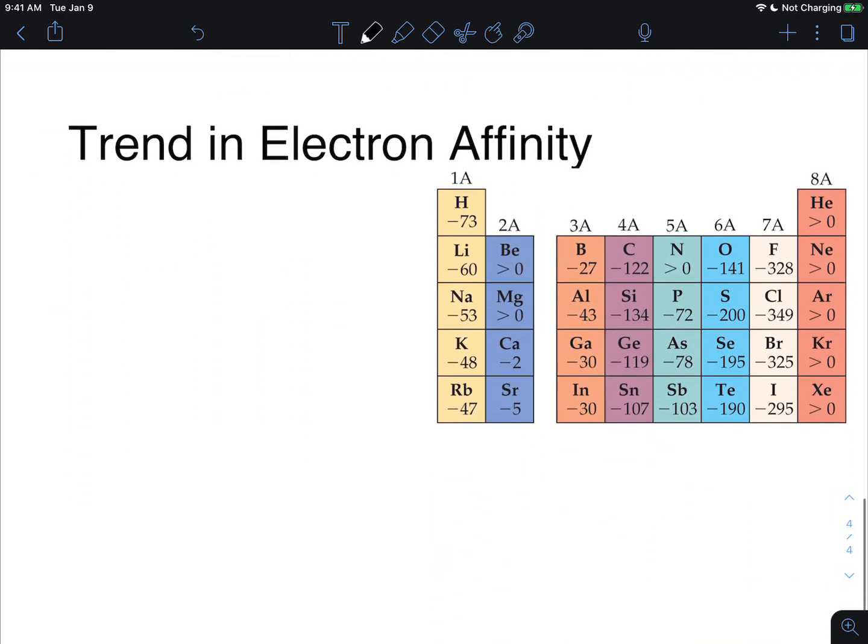With our trend of electron affinity, there's not a real significant trend. For instance, there's no real big change within a group. Mostly a somewhat downward trend, but not exactly. For the most part, there's not much of a trend as we go through our periodic table. So the electron affinity itself is going to increase as you go across a period, generally.